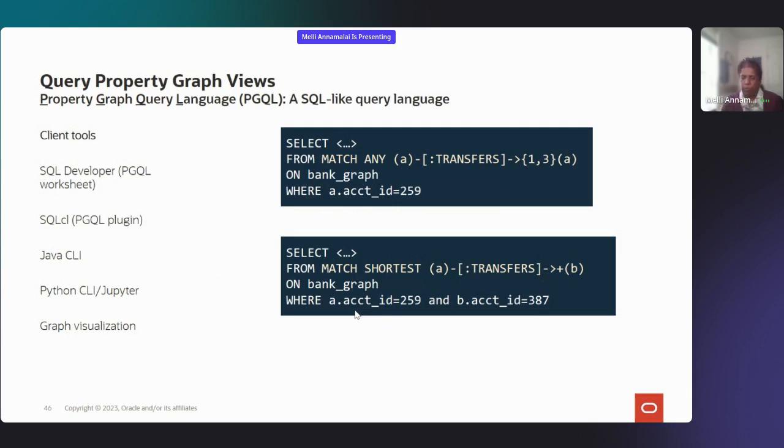So we did two things. We worked with the SQL Standards Committee to include in SQL the ability to write graph queries in SQL. And that's the standard that is coming out. But it's not here yet. It's in draft form now. We're expecting it to be published later this year. And we're planning to implement that in our upcoming database release.